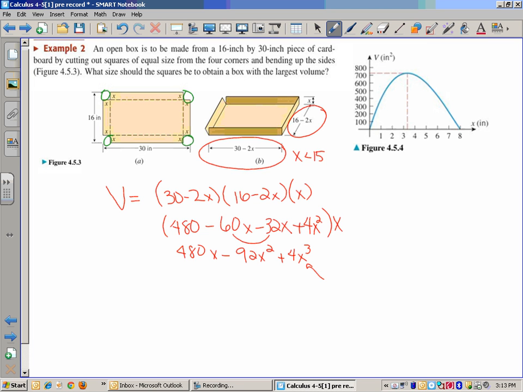Furthermore, I have another restriction. X has to be less than 8, because I have an issue. On this side, if x is greater than 8, my side doesn't exist. So abort, abort. If x is greater than 8, that doesn't exist. If x is not less than 15, this side doesn't exist. And a height of x, well, clearly x has to be greater than 0.